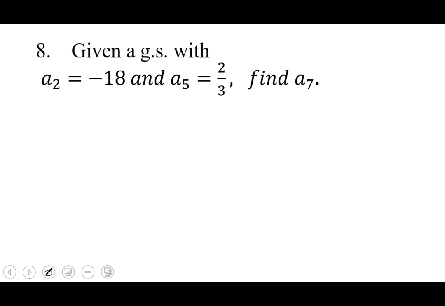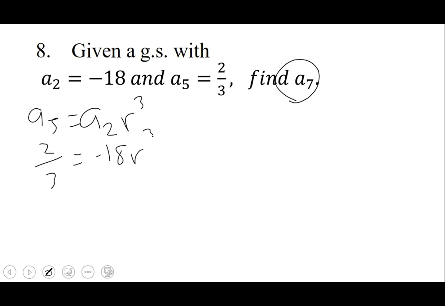Feel free for number 8 to pause and try it, see if you're able to set up a similar process to the previous problem and get the correct answer. So again, we are looking for a sub 7. I'm first going to take what I have, which is a sub 5, and realize that to get from the 2nd term to the 5th term, I would multiply by exactly 3 r's. That would mean that 2/3 is equal to -18 r to the 3rd.